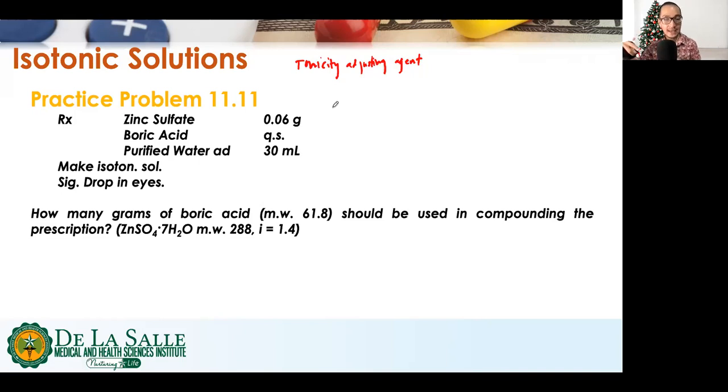So this is an example of a problem that includes boric acid, which is a tonicity adjusting agent. Boric acid instead of sodium chloride was used as a tonicity adjusting agent. So again, we follow the steps, the steps that we usually do. So the first is to compute the sodium chloride that is required.